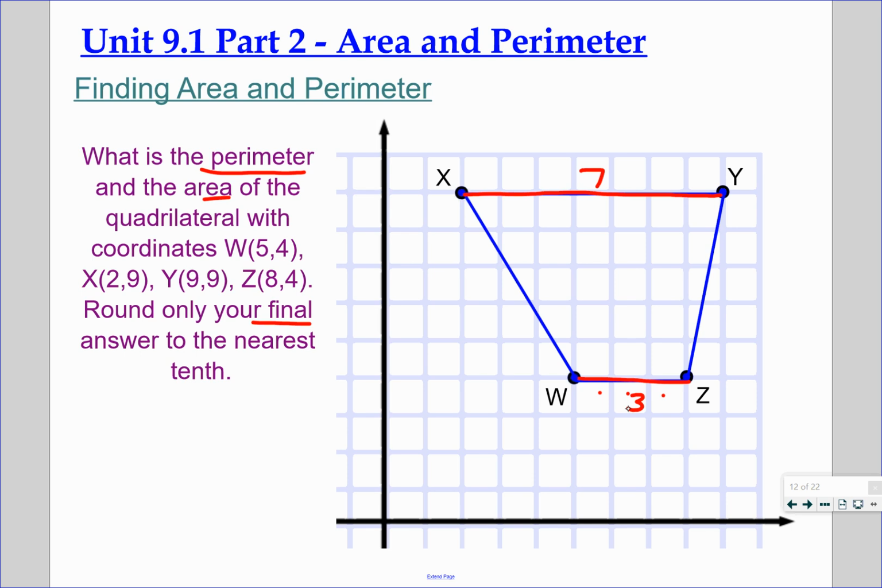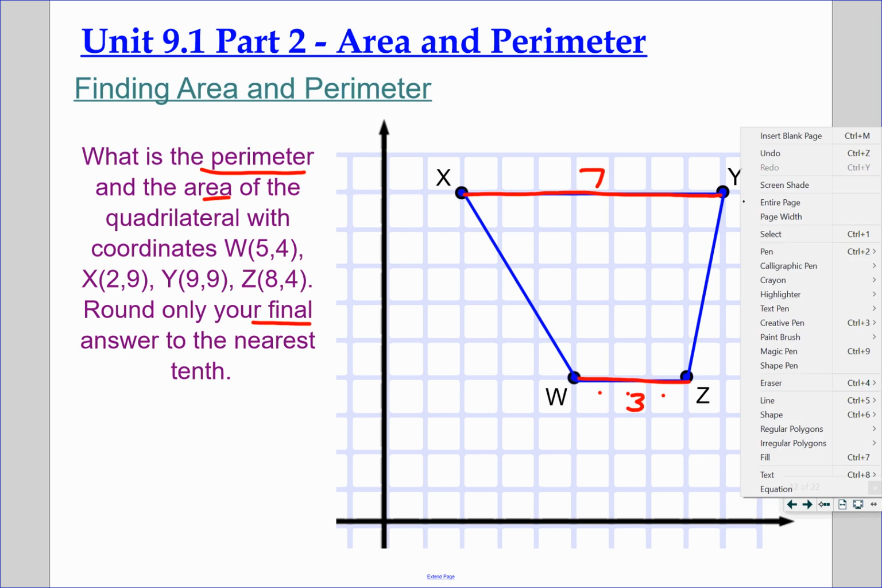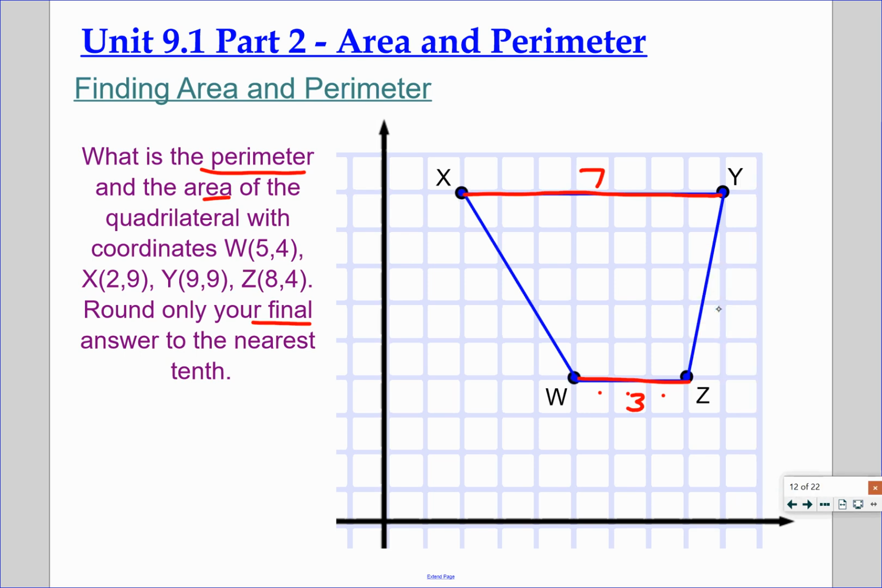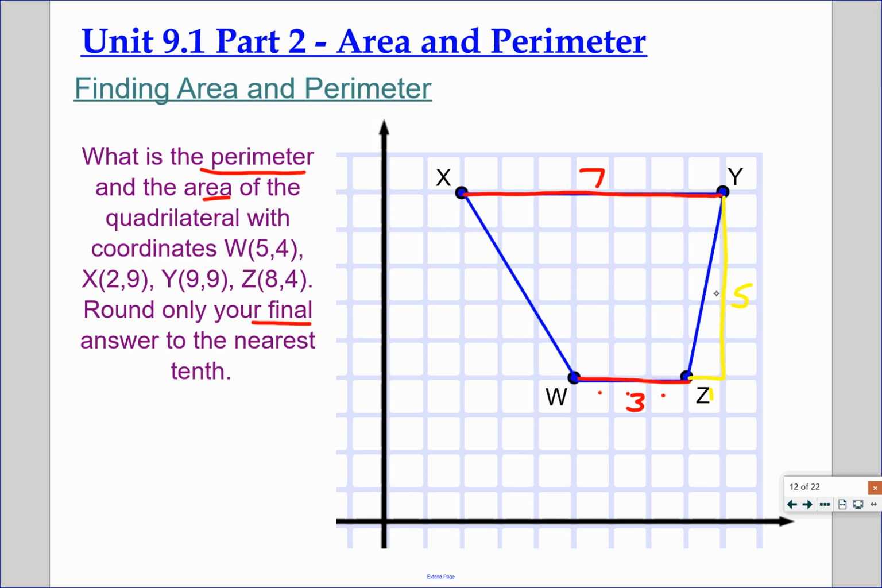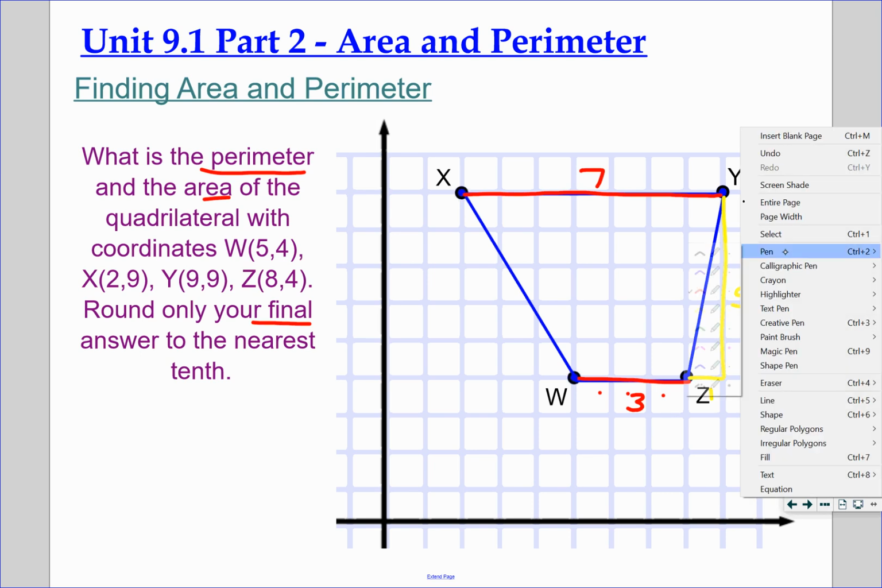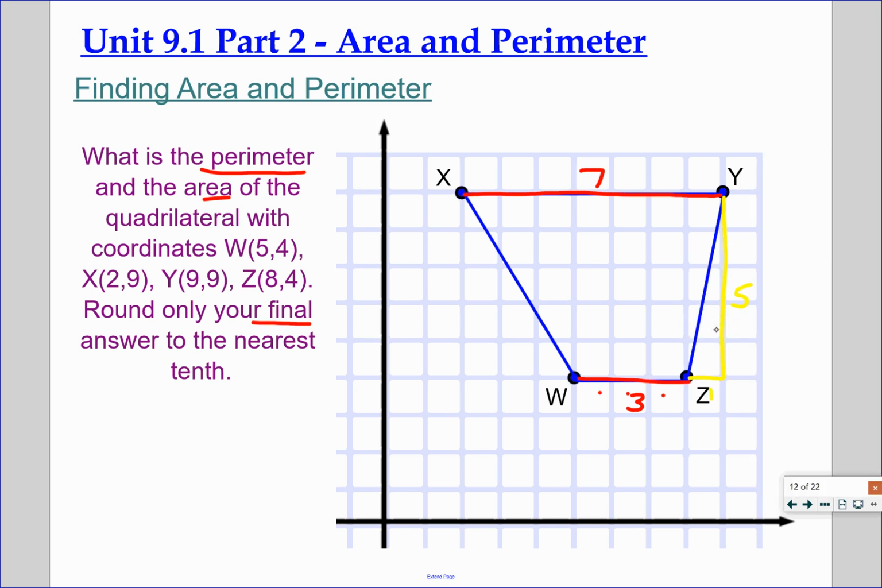Now, to find these diagonal sides, remember you can't count the boxes, they're diagonal. So if we make our triangles, see if you guys can see yellow. If we make our triangles, we're going to have a 1 by 5 triangle. It's pretty rough, I'm sorry. All right, so we'll have a 1 by 5 triangle, and we can then use the Pythagorean theorem.